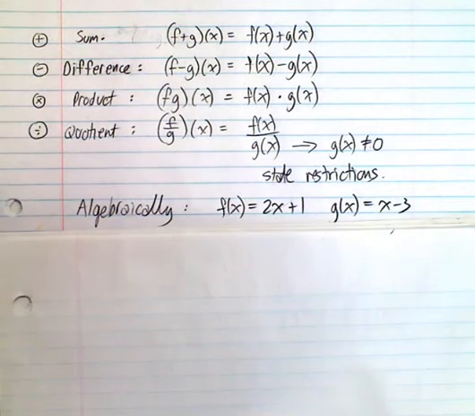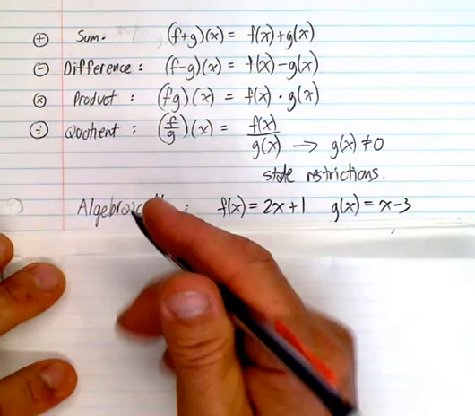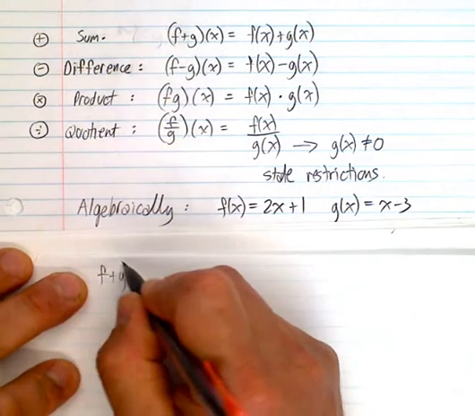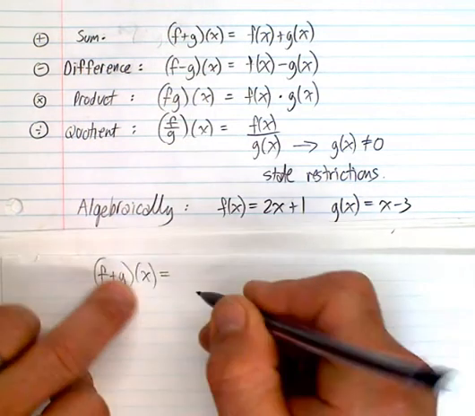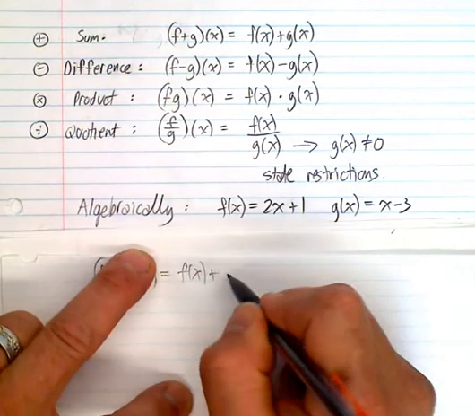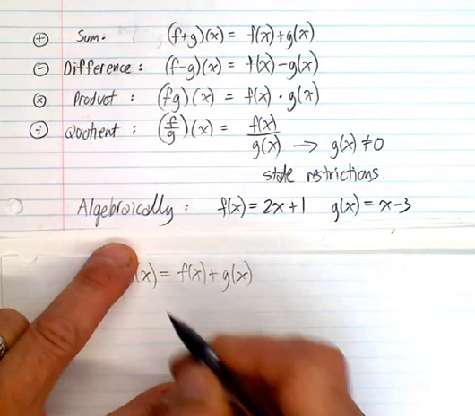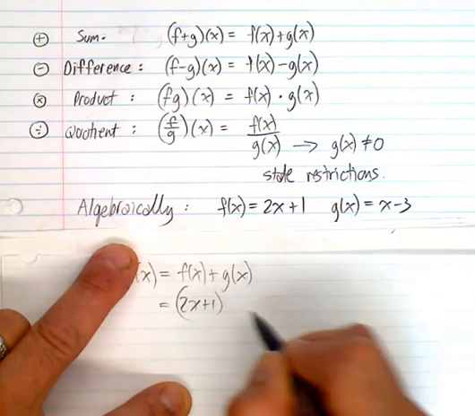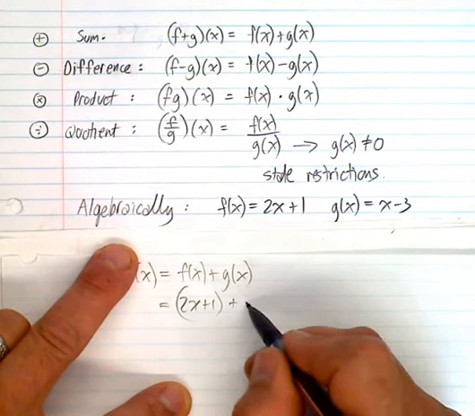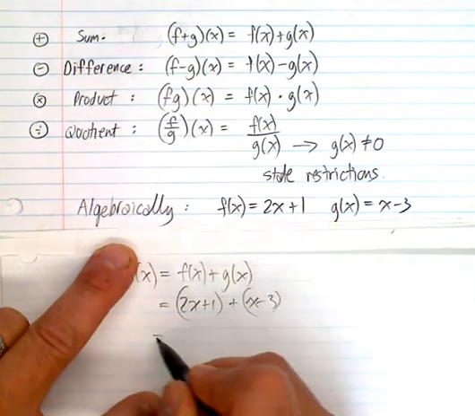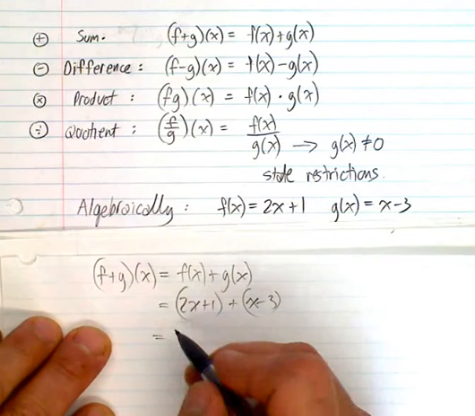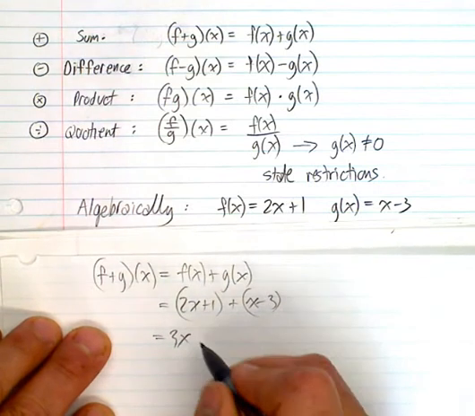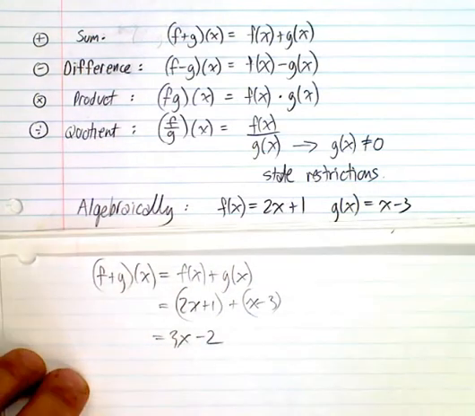Okay? So let's look at f plus g of x. That's the same as f of x plus g of x, which is the same as saying, well, f of x is 2x plus 1 plus g of x, which is x minus 3, and we simply combine them. 2x plus x is 3x. 1 plus a negative 3 is minus 2. There you go, you're done.